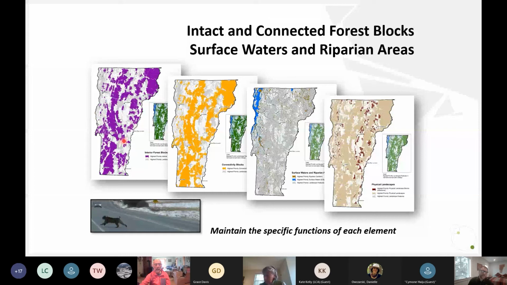So we have this selection of forest blocks for interior forest value. So these are the deep, dark woods. And then we have a selection of forest blocks that are connected. There is a pattern here, a connected pattern of these forest blocks from north to south, from east to west. They connect places of biological diversity.